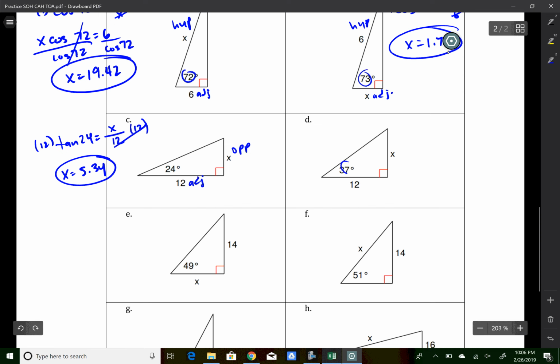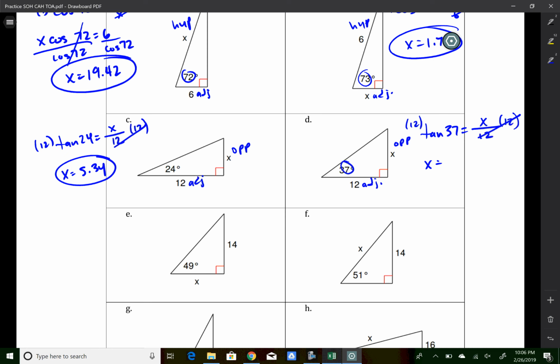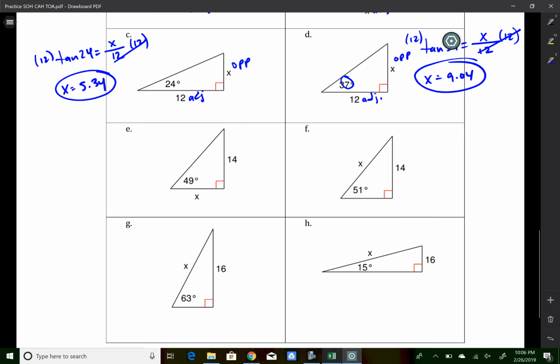Next one's going to be a tangent ratio. Again, hypotenuse is not labeled. Opposite, adjacent. So I have the tangent of the angle is equal to the opposite over the adjacent. Multiply both sides by the denominator of the fraction. And again, we've solved for x. So it just becomes a calculator problem. 9.04. If you're not getting any of these numbers, you're probably in radian mode, so just check it.